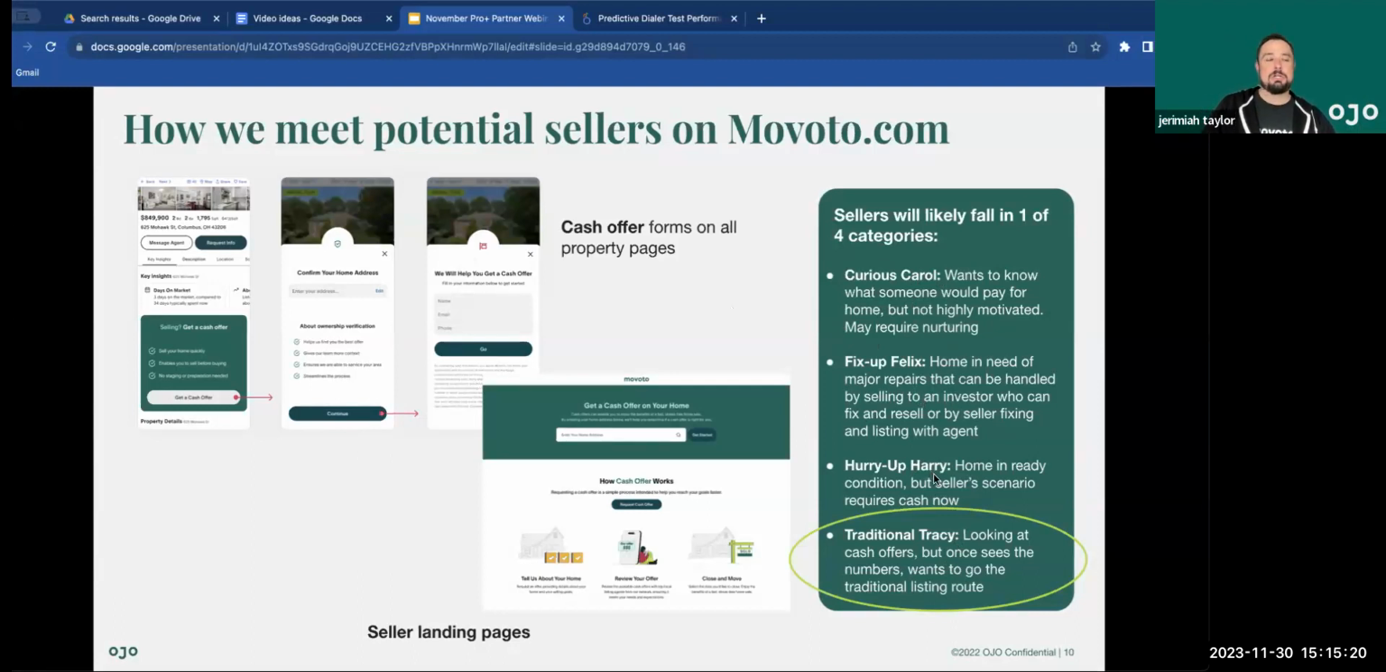Your hurry up Harrys, those are distressed sellers, not distressed properties. So those are people that are in a financial situation where for some reason they want to sell quickly, but the house is in good shape. And then your traditional Tracies. These are 90% of the people. They're going to look at these options. They're going to say, yeah, I don't want to pay the fees. I don't want to give a big discount to an investor. Just help me put it on the market. Help me sell my home. And like every other type of lead, the gold is in the follow-up on these.